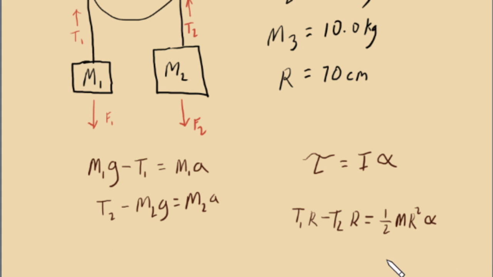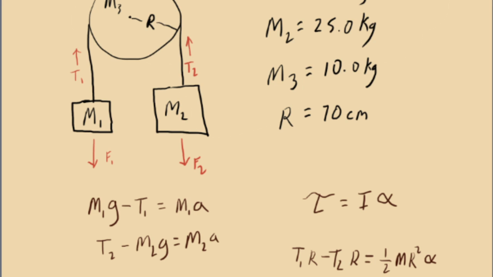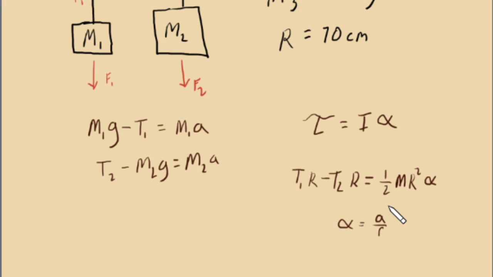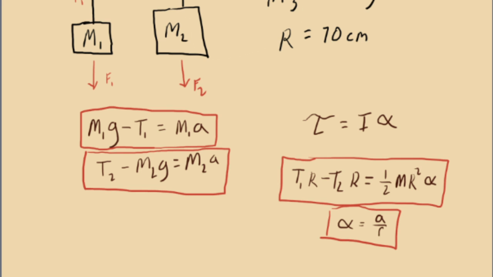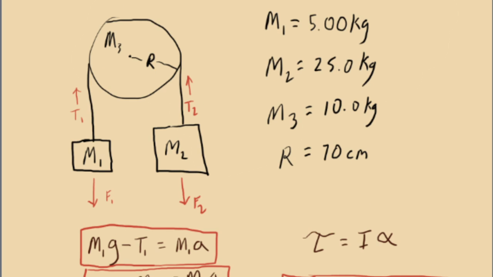So now we have 4 unknowns and only 3 equations. But we know we could represent our angular acceleration in terms of our tangential acceleration at some point on the pulley, and that relationship is just that alpha equals our acceleration divided by our radius. So basically, I'm going to leave it here. You're going to try to use these 4 equations and come up with our acceleration of this system.